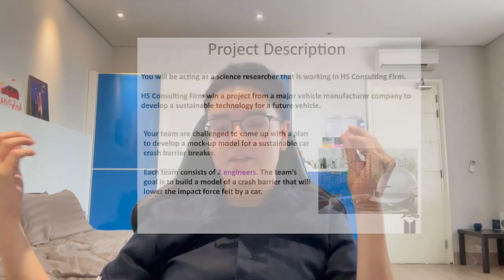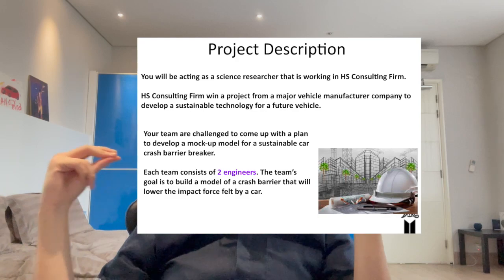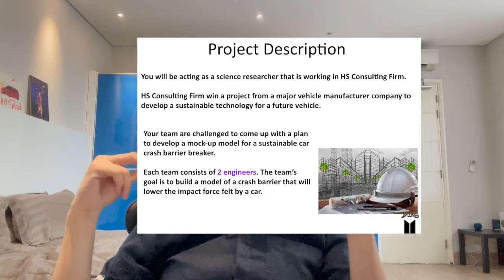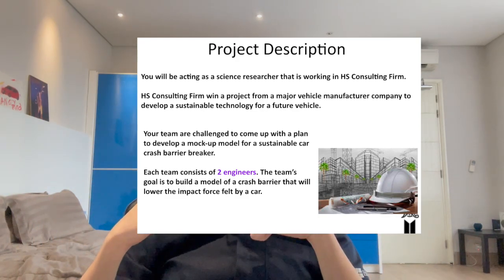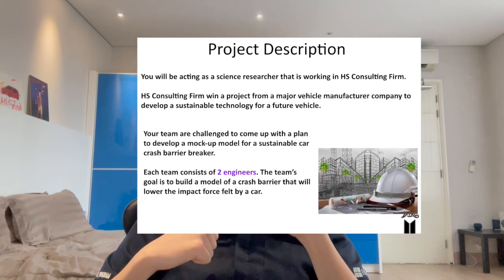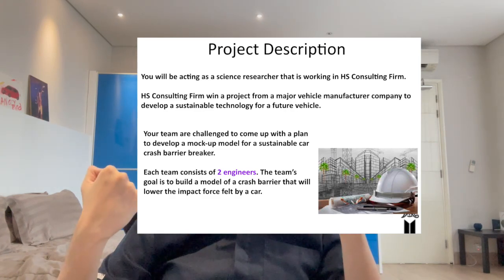So for this AP Physics project, we as researchers would like to contribute to the community by creating a sustainable car crash barrier for the community in order to prevent future accidents and also to reduce the amount of injuries that are caused by a car crash.